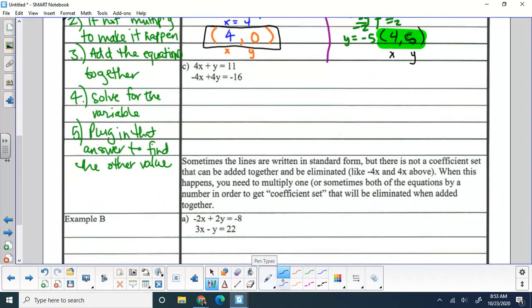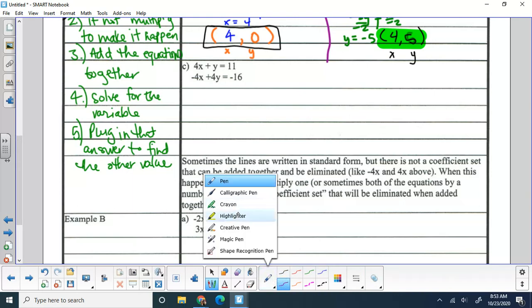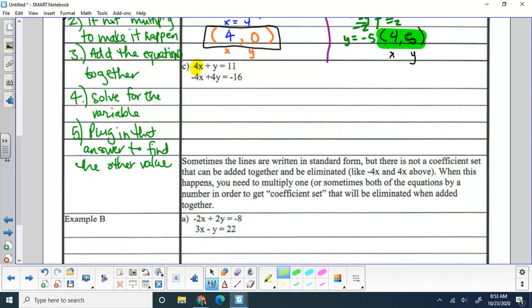Ooh, I'm excited about this one. As I look at the coefficients in front of the x, I see they're already the same number, but the opposite sign. So I'm ready to solve right off the bat. I get to skip the second step and jump to the third one. When I add these together, the x's add to 0. When I add the y's together, there's that invisible one showing up again. So we have 5y equals 11 plus negative 16 is negative 5. And then dividing both sides by 5 gives me y equals negative 1.